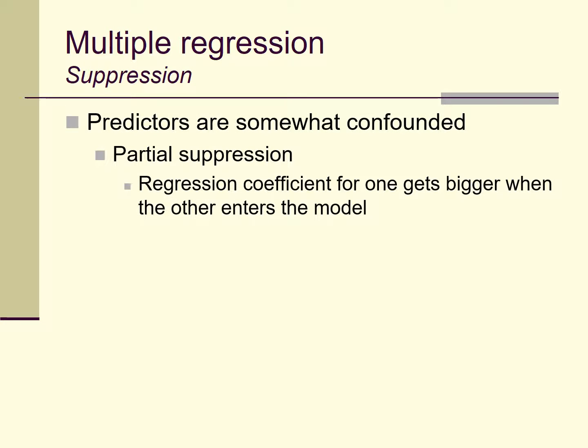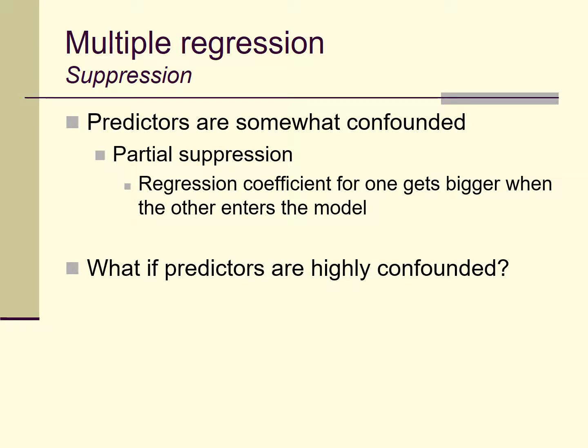So again, in these examples, or this one previous example, we allowed that our predictors were somewhat correlated or somewhat confounded or somewhat redundant with each other. This gave us a situation of partial suppression, where the regression coefficient for one of those predictors, depression, got a lot bigger when the other predictor variable, anxiety, entered the model.